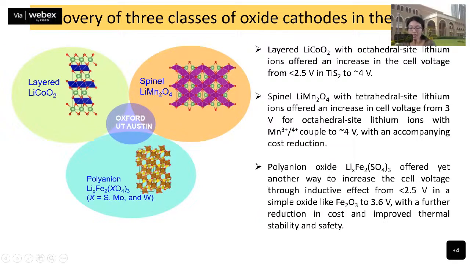Whereas the polyanion oxide offered yet another way to increase the cell voltage, by the inductive effect. The inductive effect again plays a role in how the voltage can be increased. In the case of iron oxide, the voltage is around 2.5 volts. Whereas if you move to lithium iron sulfate, in that case the voltage is increased to around 3.6 volts. So immediately the energy density of the battery increases.